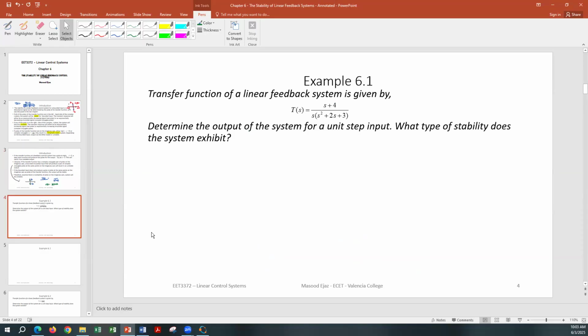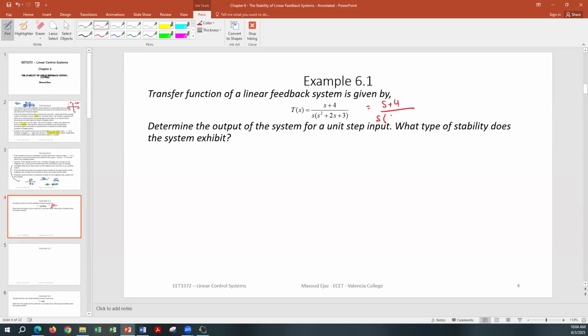Let's look at the first example. The transfer function of a linear feedback system is given by this. Determine the output of the system for a unit step input. What type of stability does the system exhibit? Okay, so this is the transfer function. We know that this is (s + 4) over s times (s squared + 2s + 3). It's going to be what? 3 plus 1, so s plus 3, s minus 1, whatever. What is that? s plus 3, s plus 1.